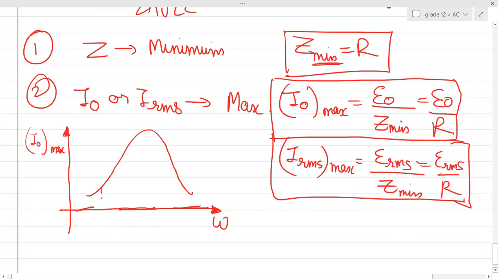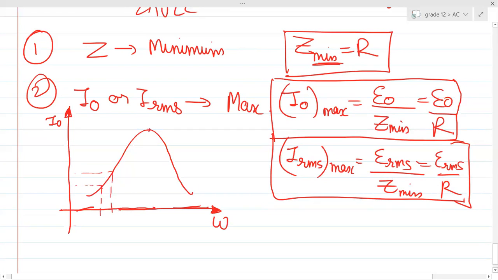Can you see, at different values of omega, the maximum current which is coming is different, right? At different values of omega, the value of this peak current is different, right? Yes or no, guys? At different values of omega, the value of peak current or RMS current is different. Can you see over here?